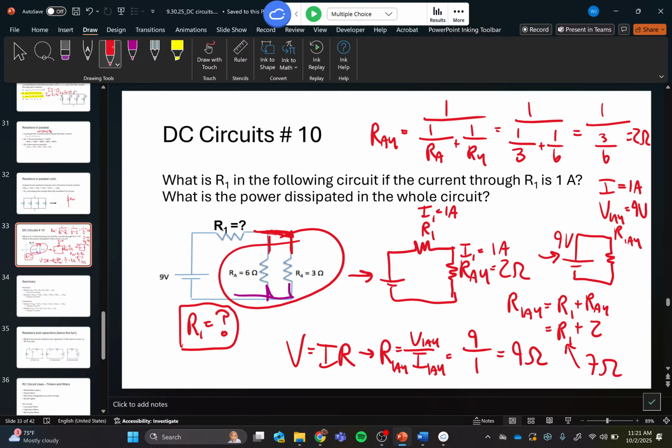7. But this problem may or may not look deceptively simple at first. You have to realize that the current is the same in series, and then you can do that step.